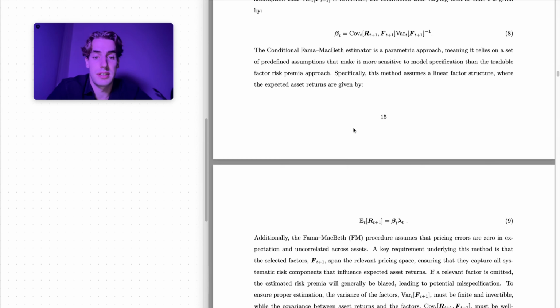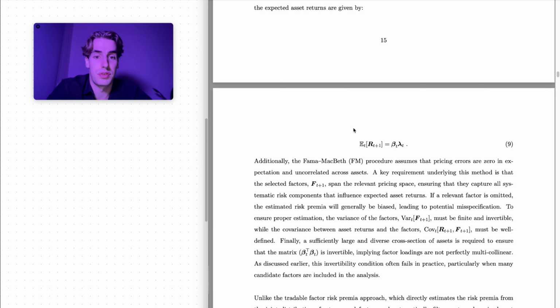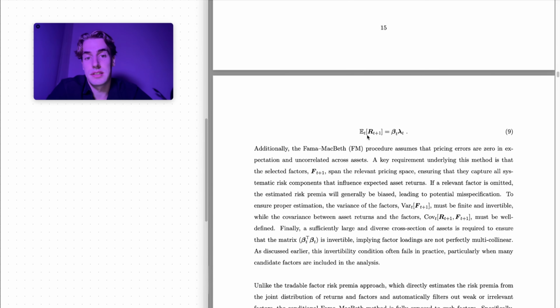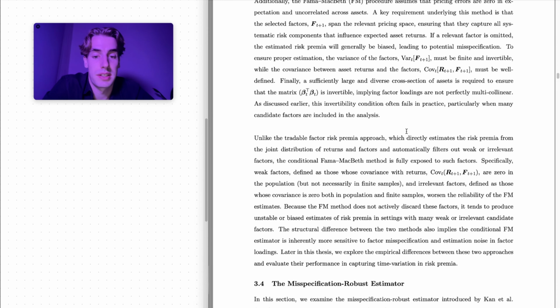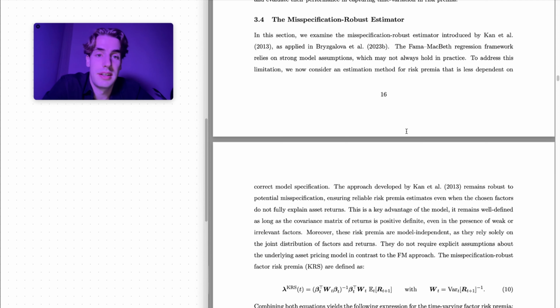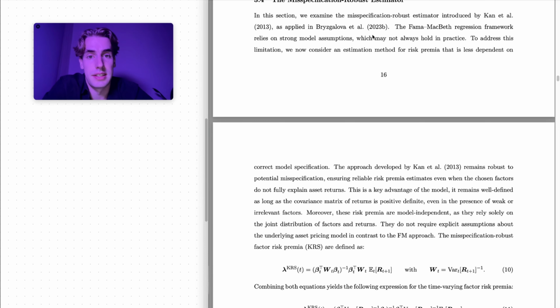It's nice for comparison. And of course, again, if we want to see what we would expect for the returns in period t+1, we can again multiply the beta coefficients by the time-varying risk premia estimates of our method, in this case. Then another method that's being introduced mainly to solve certain problems of the Fama-Macbeth method is the misspecification robust estimator. It was developed by Kan and his colleagues in 2013, and is also applied in this paper.